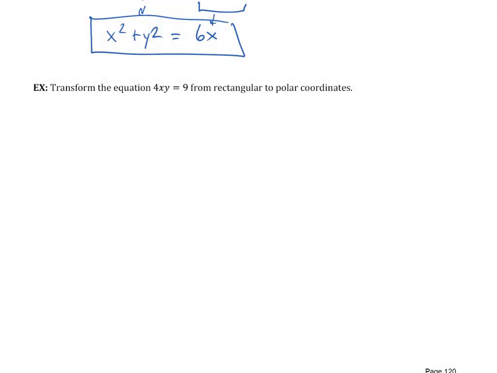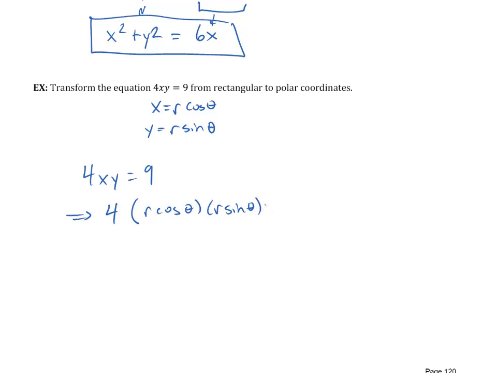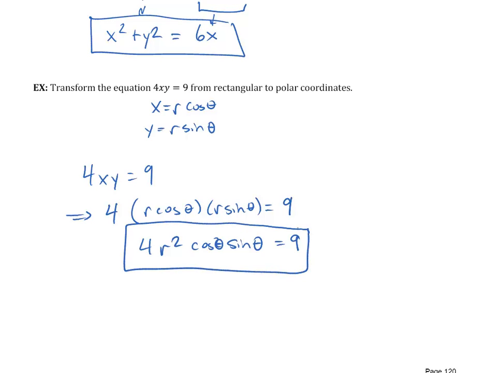Again, going the other way is the simple case, although you want to do a little bit of algebraic simplification when you're done. Just remember here that x is r cosine theta and y is r sine theta. So 4xy equals 9 becomes 4 times r cosine theta times r sine theta, I'm just substituting in, equals 9. So 4r squared cosine theta sine theta equals 9, which is good enough for me. Although you could simplify that further using things like trig identities, at the point that you've got rid of all the x's and y's, then you are basically done.